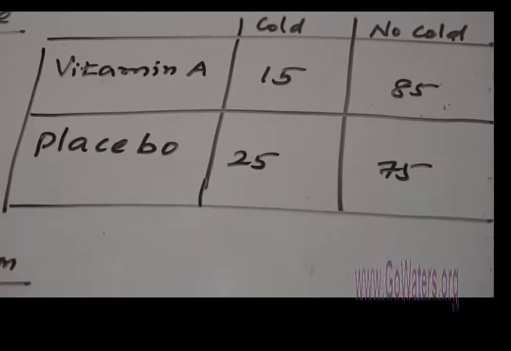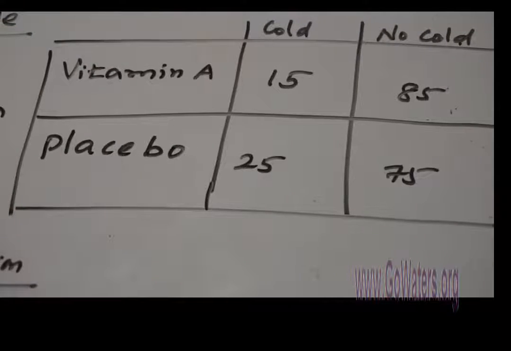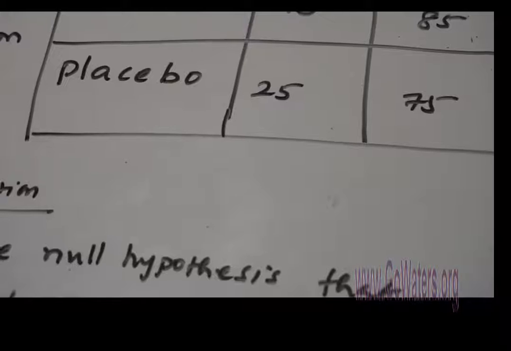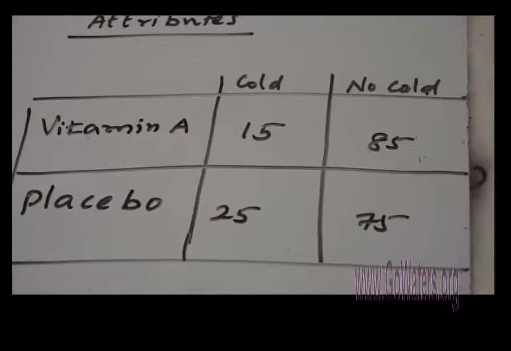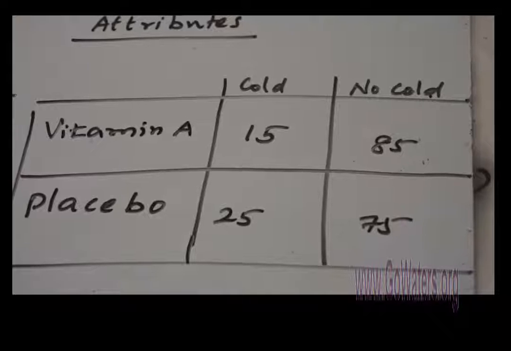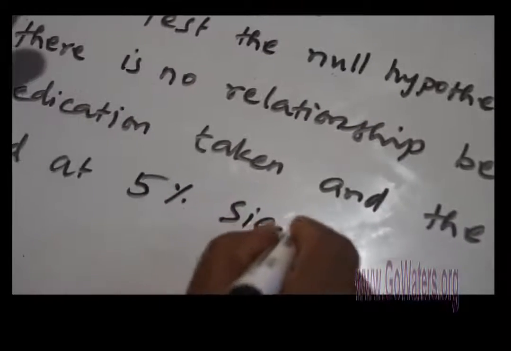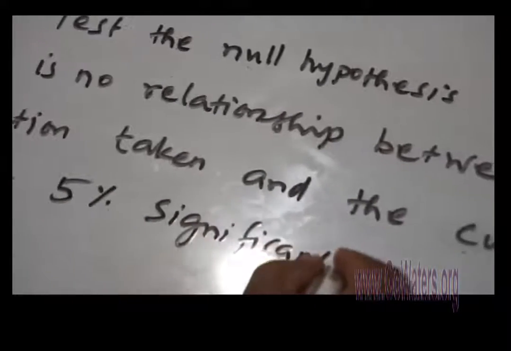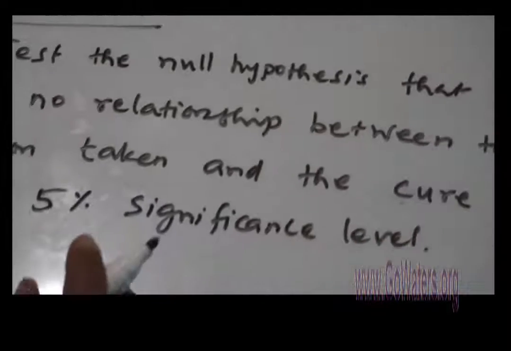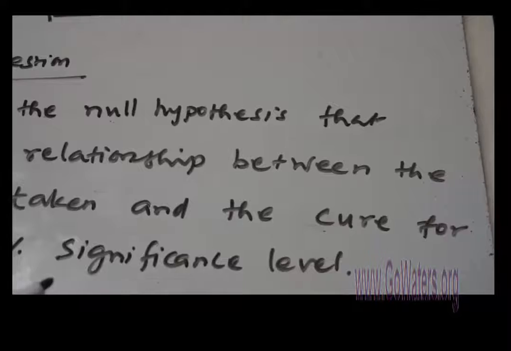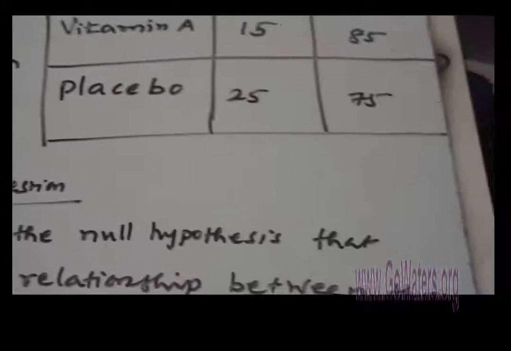Now we are going to study the relationship between these two factors. The medication taken is one factor, and whether they are cured or not from the cold is the other variable. This is the test you need to do, at the 5% significance level. Now I'm going to solve this problem so you can easily understand. It's a very simple exercise.